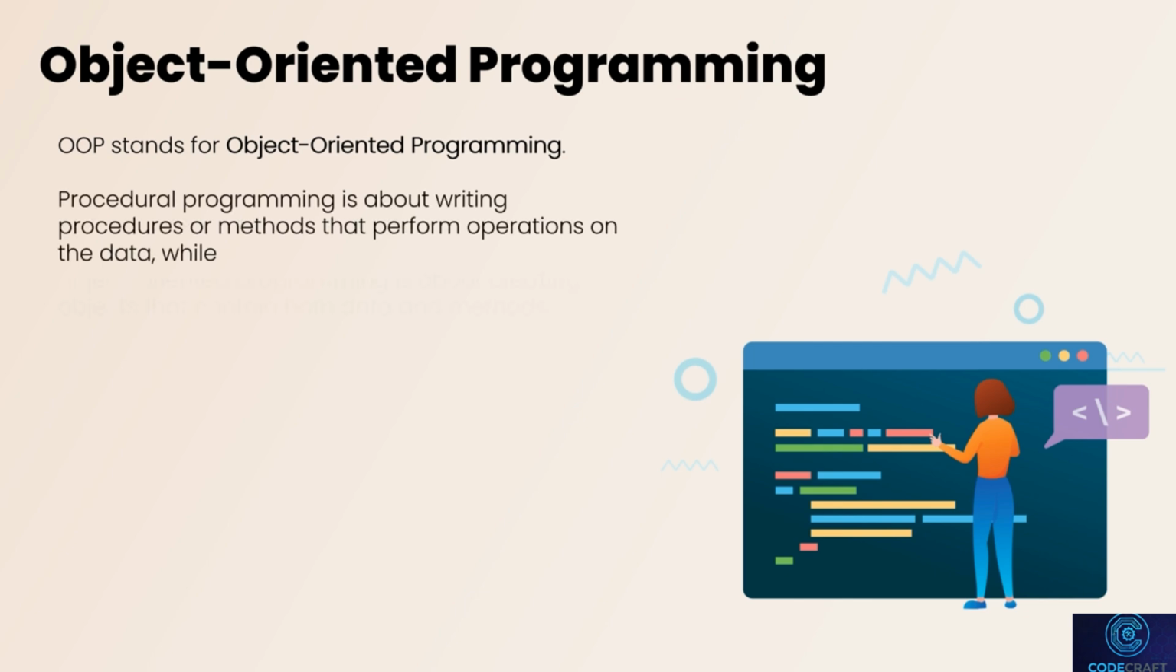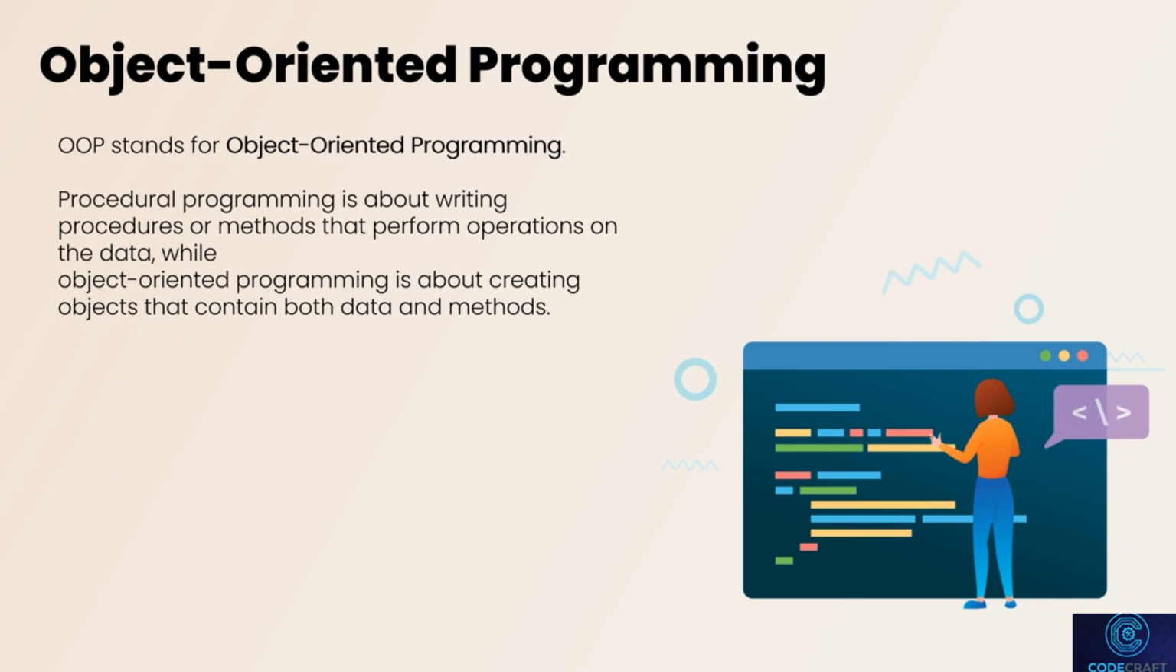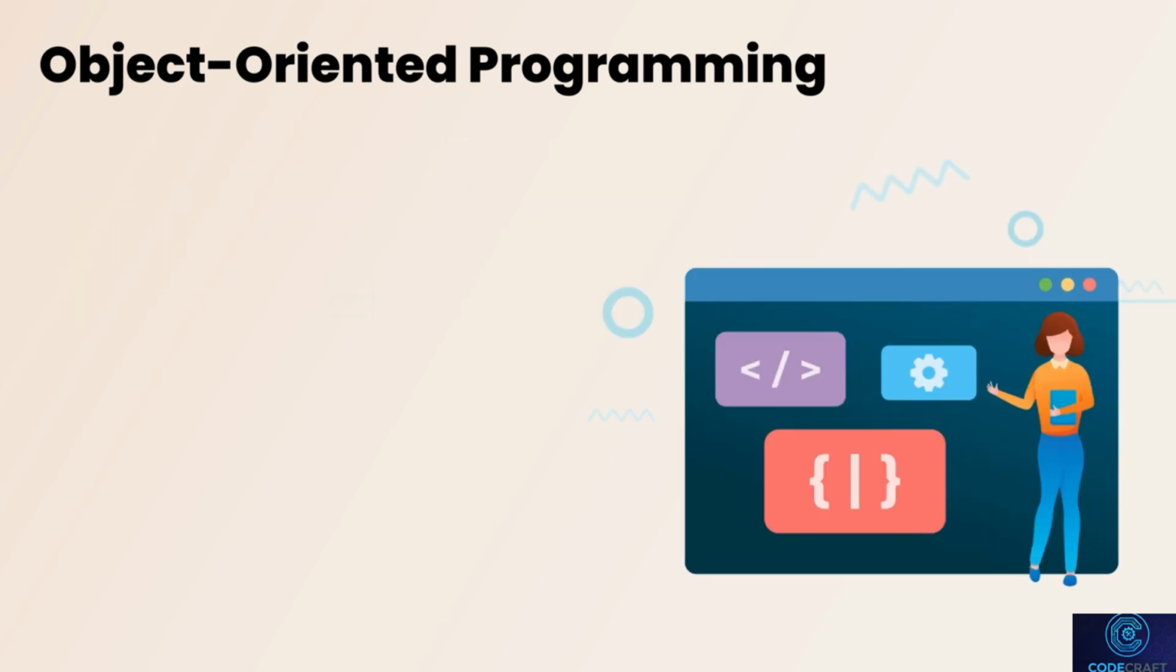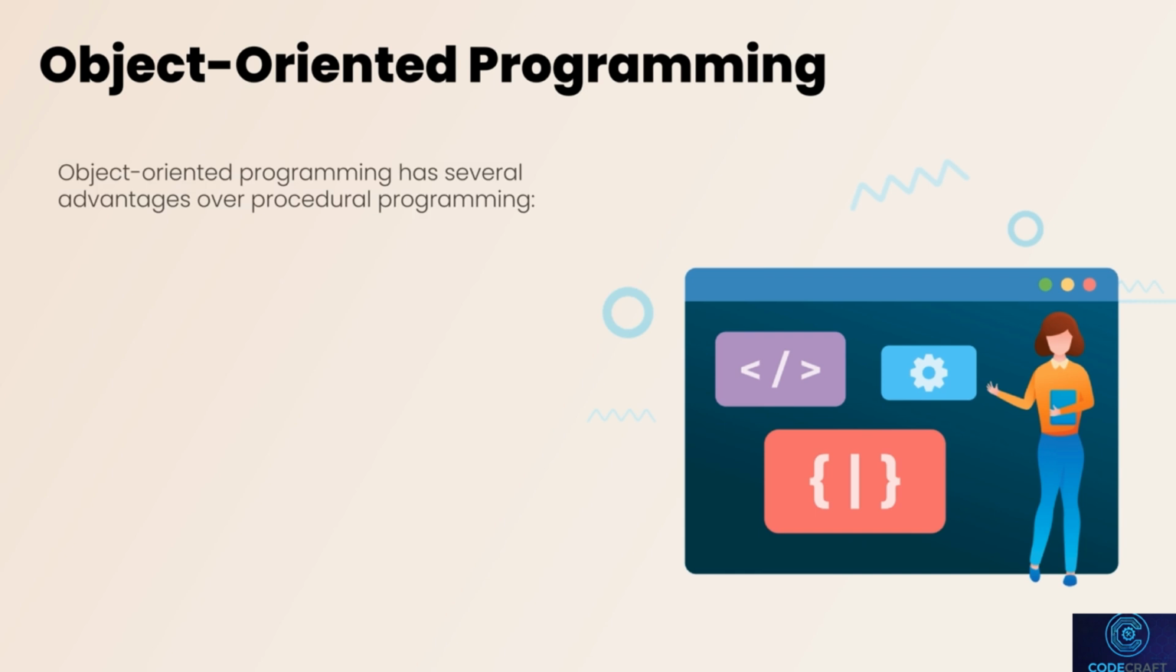Procedural programming is about writing procedures or methods that perform operations on data, while object-oriented programming is about creating objects that contain both data and methods.